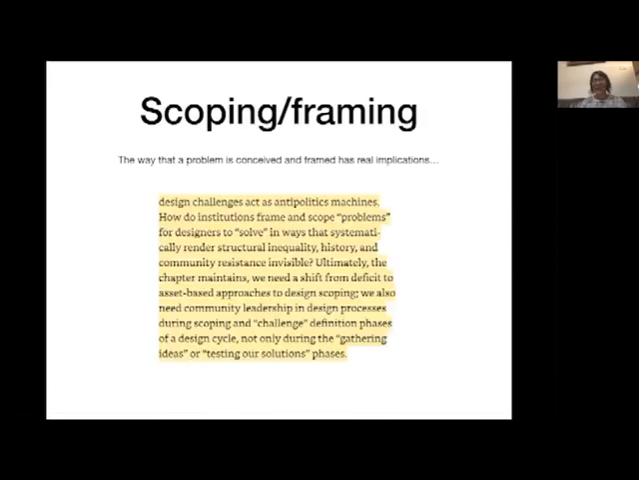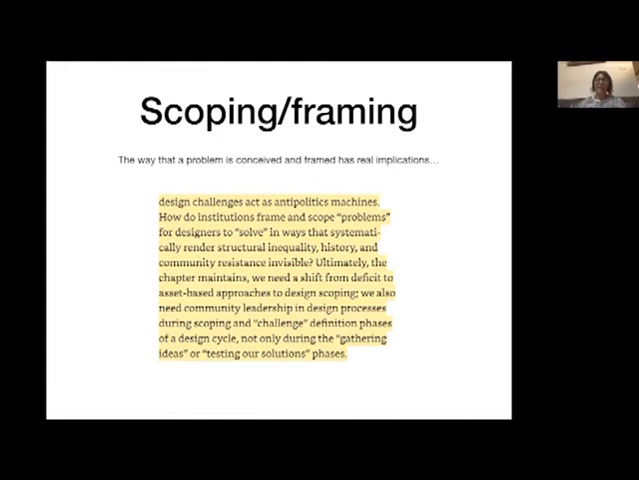Okay, another thing that I found in this book really worth calling out is about scoping and framing. So the way that a problem is conceived and framed has real implications. Design challenges act as anti-politics machines. How do institutions frame and scope problems for designers to solve in ways that systemically render structural inequality, history, and community resistance invisible? Ultimately, the chapter maintains, that's the chapter from the book, we need a shift from deficit to asset-based approaches to design scoping.